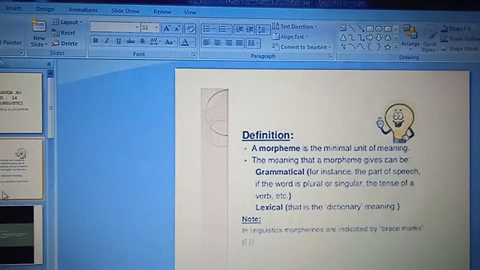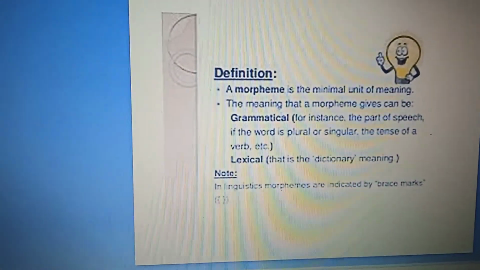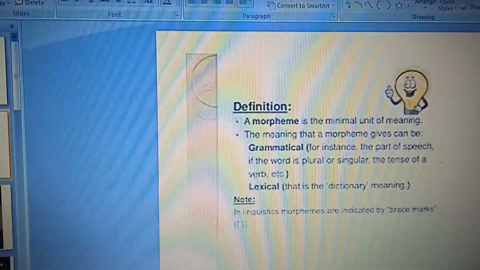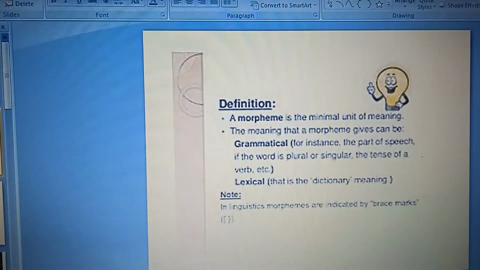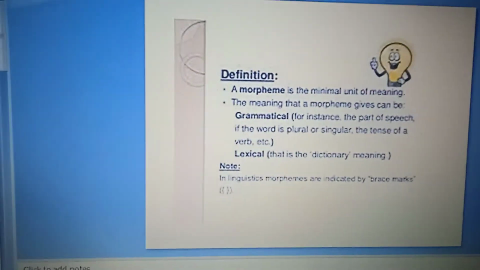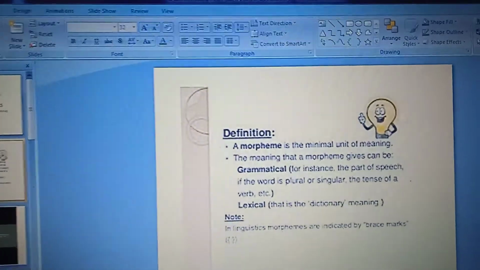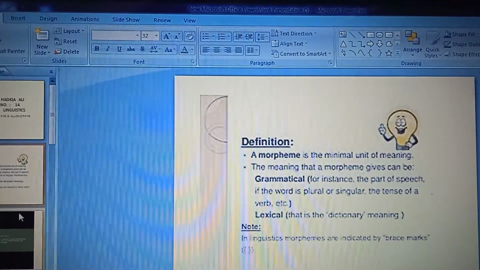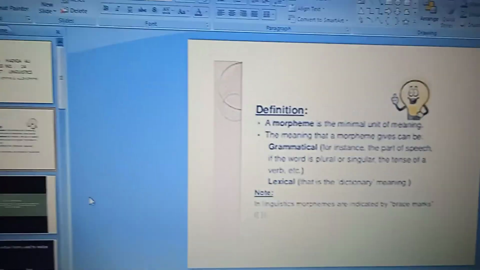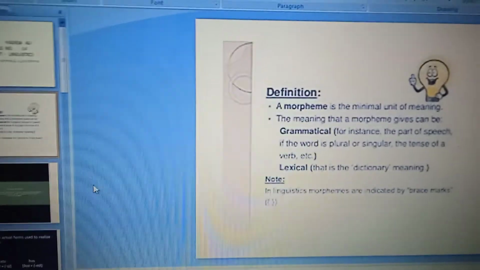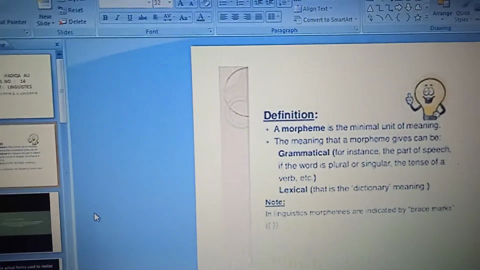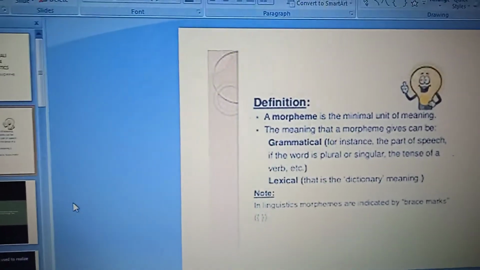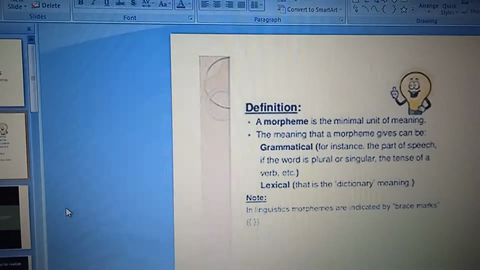In grammatical meaning, you can see it is written over here, for instance the part of speech, if the word is plural or singular, the tense of a verb. Or in lexical, there is the dictionary meaning. A word will have a dictionary meaning, and it will also have grammatical meaning. For example, the word boys has a lexical meaning, ladka.